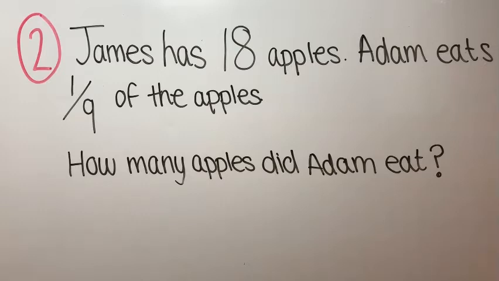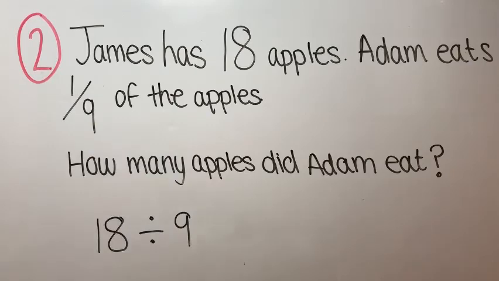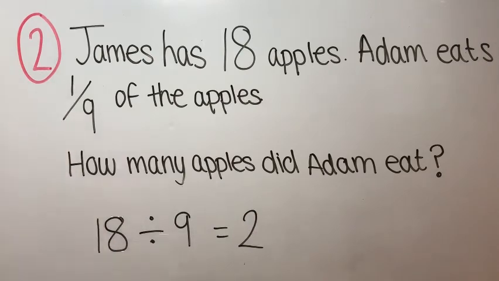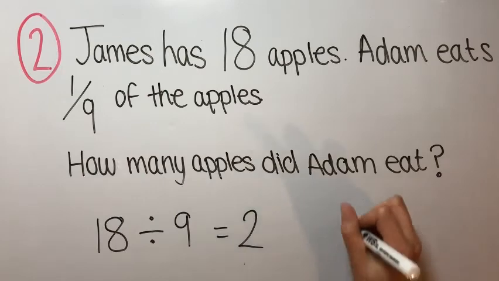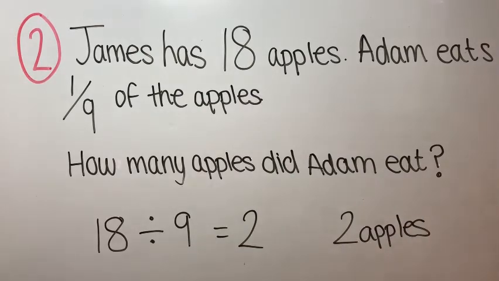Question 2. James has 18 apples. Adam eats 1/9 of the apples. How many apples did Adam eat? Well, if the total number of apples is 18 and Adam eats 1/9 of the apples, that means that we need to divide 18 by 9 to get our answer. 18 divided by 9 gives us 2. 2 is 1/9. So how many apples did Adam eat? Adam ate 2 apples. And that's our answer.